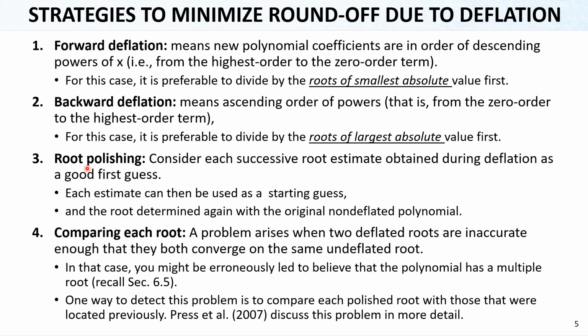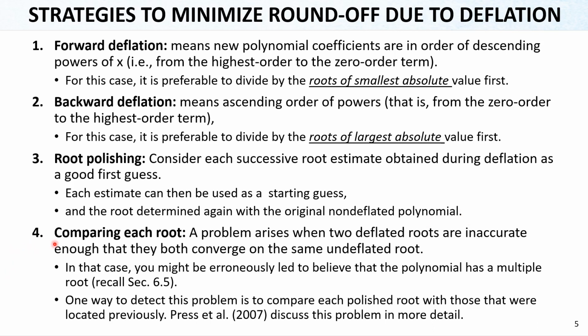Another strategy is root polishing, and for that let's consider each successive root estimate obtained during deflation as a good first guess. Each estimate can then be used as a starting guess, and the root determined again with the original non-deflated polynomial. So we go back to the non-deflated polynomial, and we determine the root again to be able to get the result without round-off error.